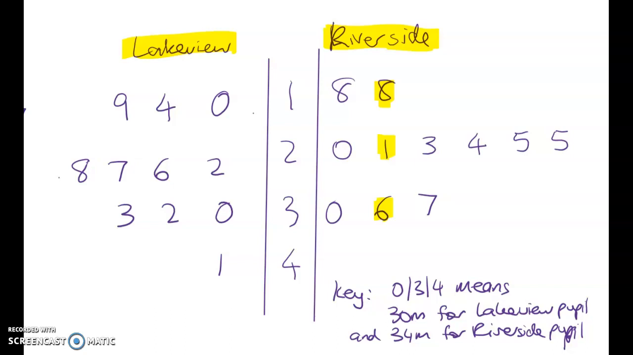The last thing that we've got in here is a key, and the key down here is showing some different values. They don't have to be the values from the actual data, they can just be made up ones, but they need to make it really clear that when you've got that 0.3, that means 30 metres for a Lakeview pupil, and it means 34 metres for a Riverside pupil. I think that's everything we've got to do there.